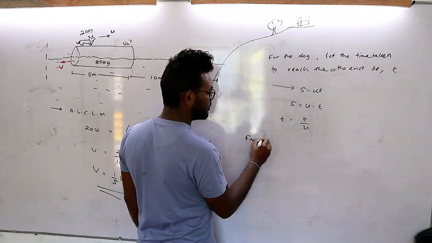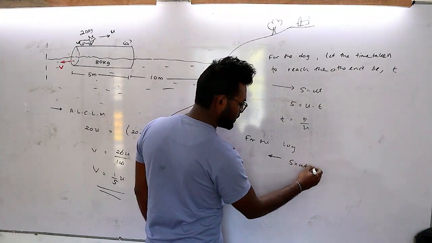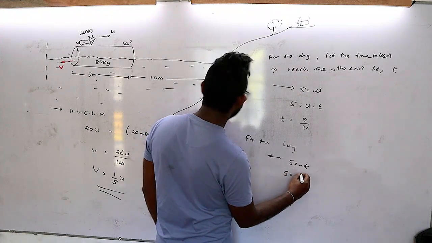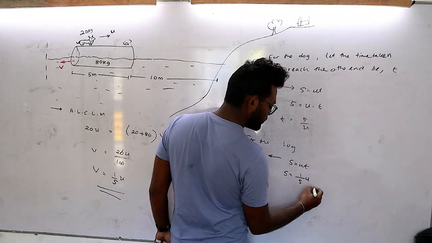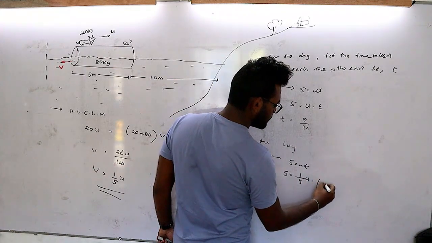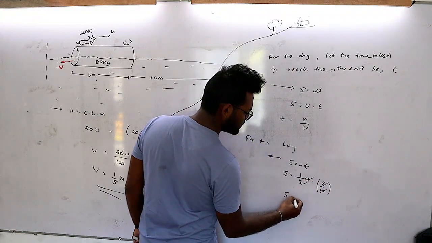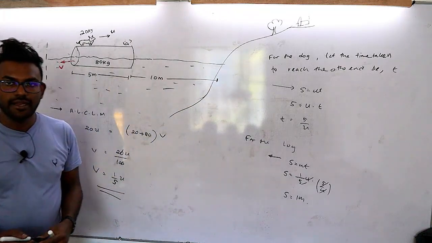Then for the log on this side, s equals ut. So s is the thing we should find out. u is actually 1 over 5 u, times t, which is 5 over u. u cancels off, 5 cancels off, s is equal to 1 meter. You're getting it like that.